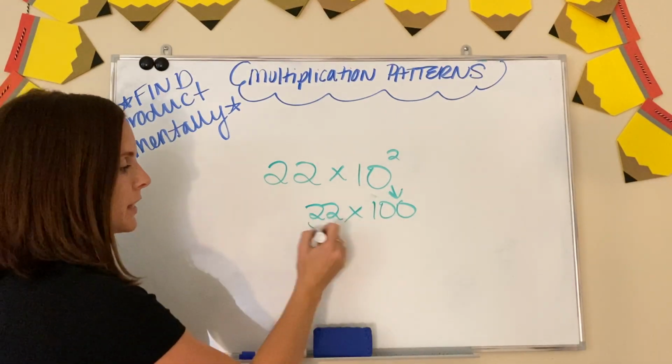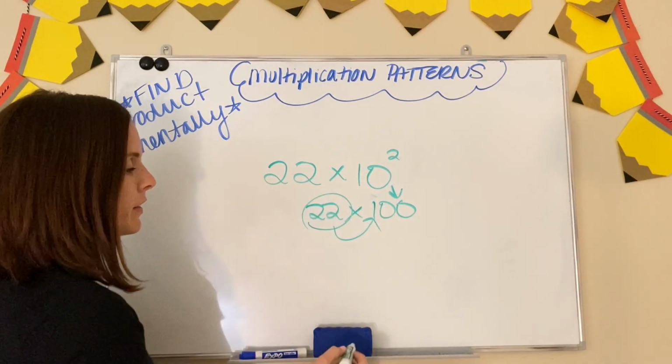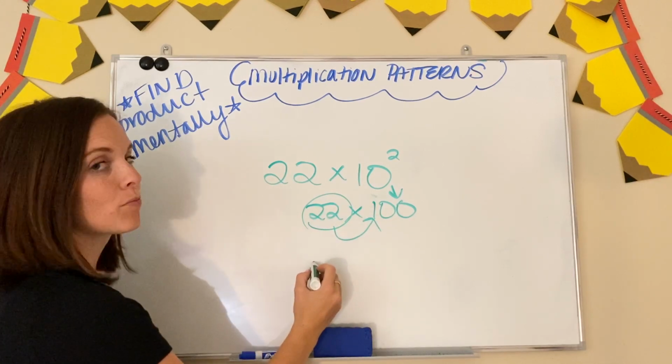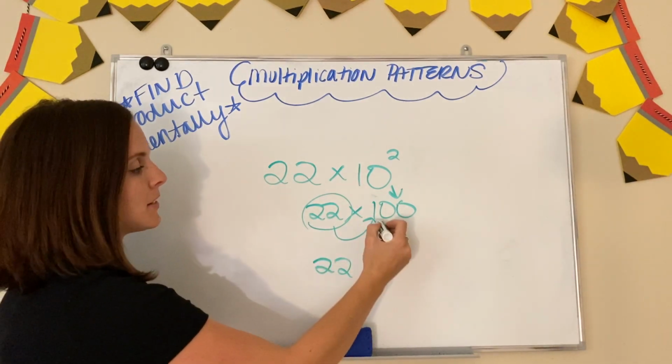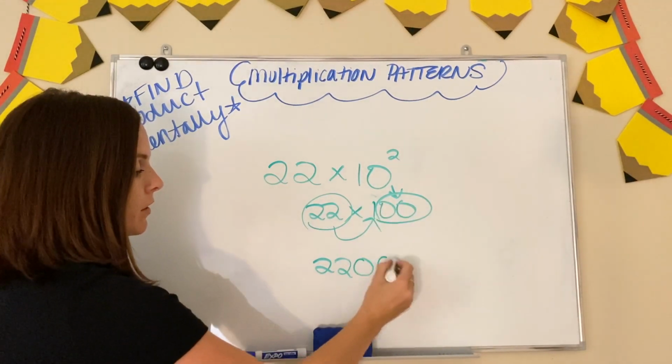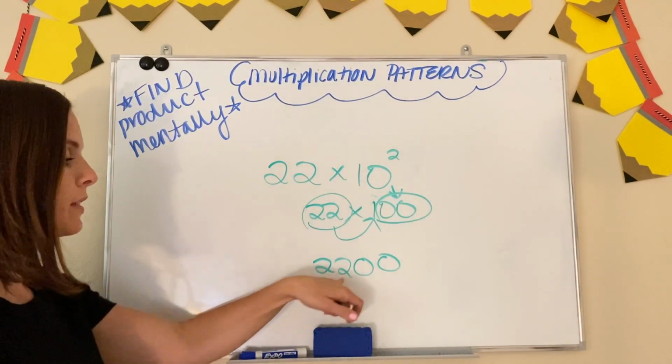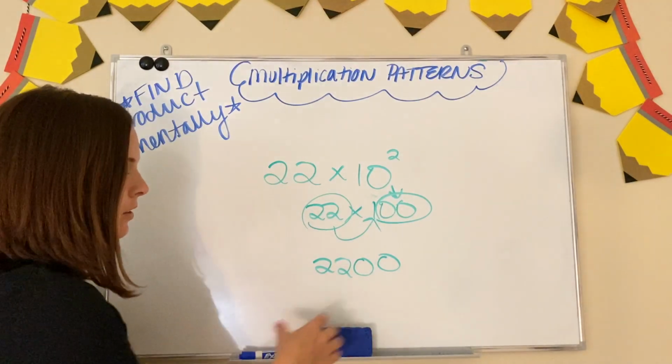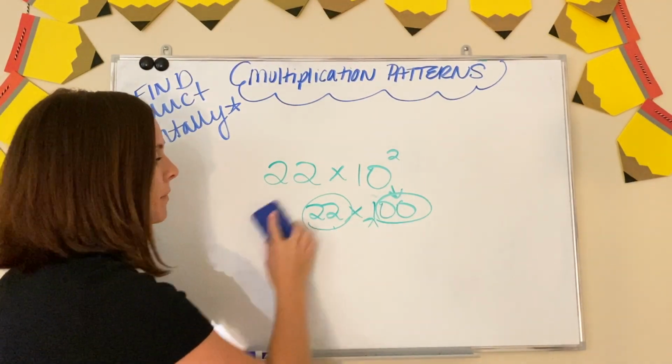So here's what you do. Take this number and multiply it times the 1. 22 times 1 is 22. And how many zeros are you left in your power of 10 number? There are 2 zeros. And add them to your answer. So you have 2,200 as your answer. Let's do another one.